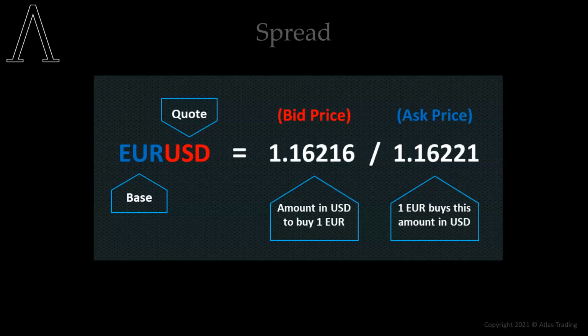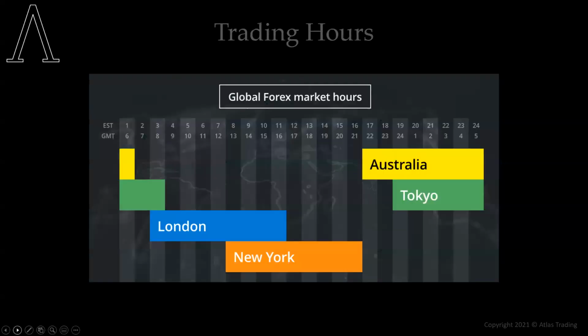The one on the left hand side always shows how much it costs in dollars to buy €1, or if this was GU, pound dollar, how many dollars does it take to buy one pound? That would be around 1.40. So yeah, it's as simple as that.